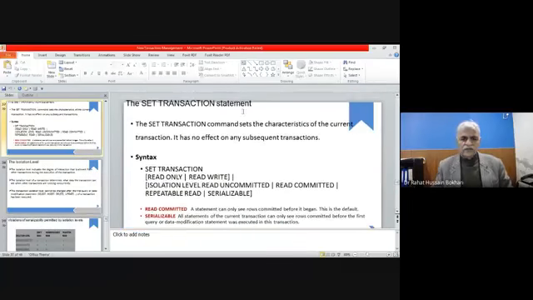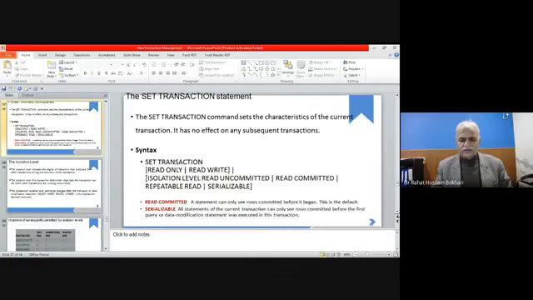So there is also a transaction statement, the set transaction command. It sets the characteristics of the current transaction, how the current transaction should be carried out, and what should be its effect. It has no effect on subsequent transactions. It is only for the transaction that is carried out. We say set transaction read only, read write, isolation level read committed, and so on. These are the syntax aspects of the set transaction command.